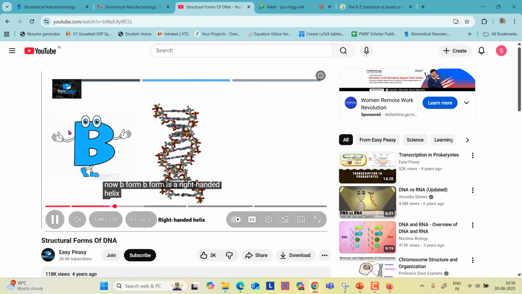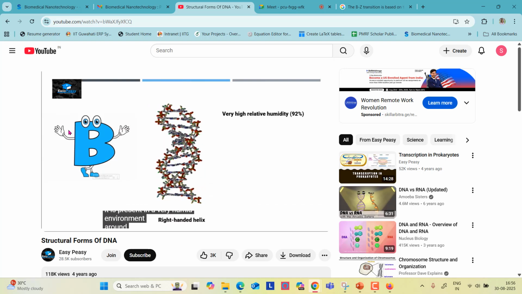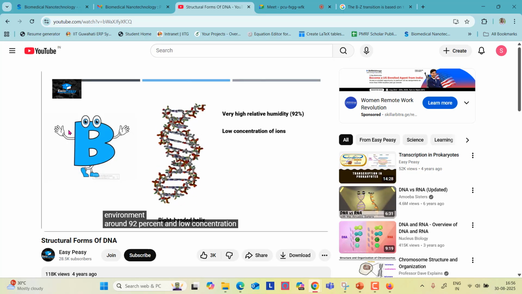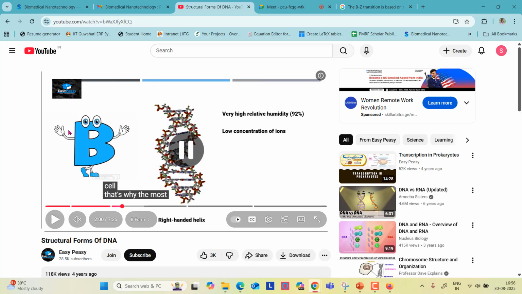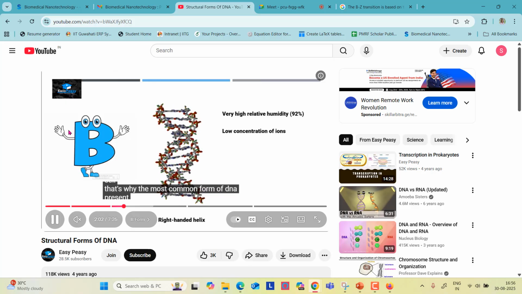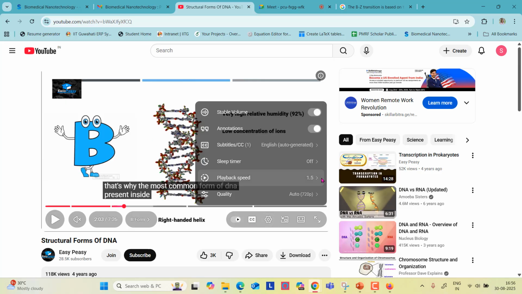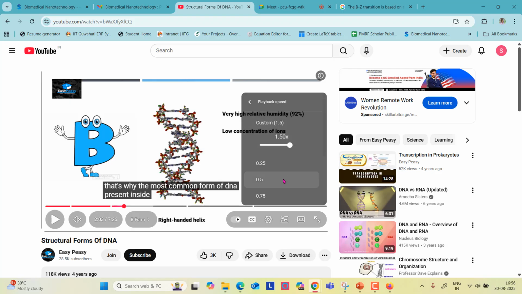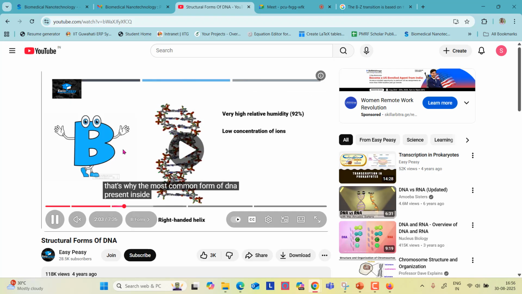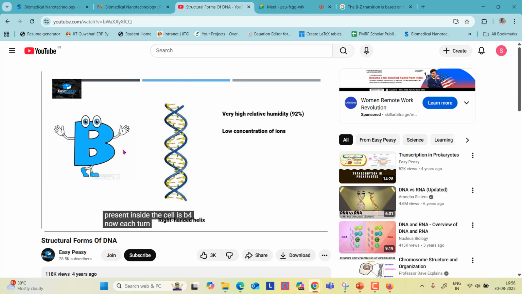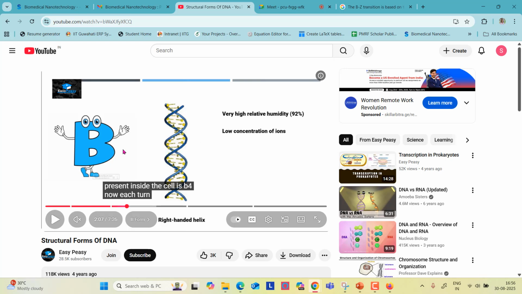B form is a right-handed helix. It is present in a very humid environment, around 92%, and low concentration of ions. And this is the ideal environment for B DNA formation. It is a right-handed helix. The most common form of DNA is the B form.